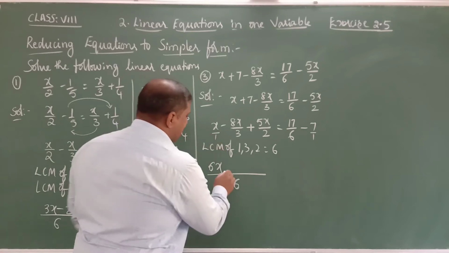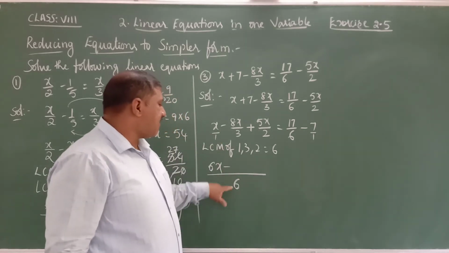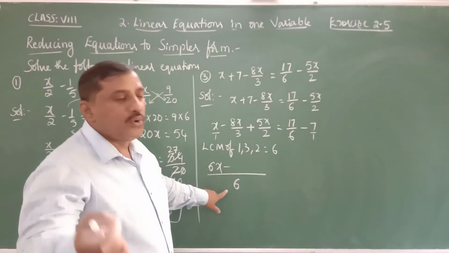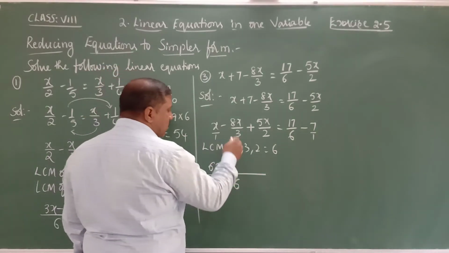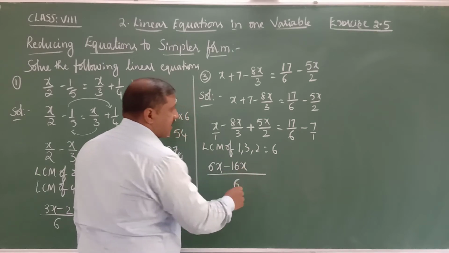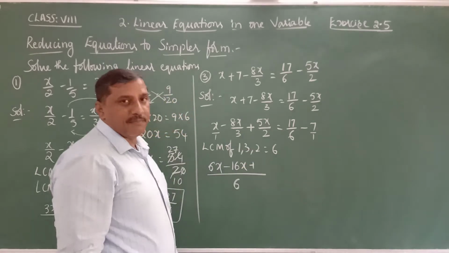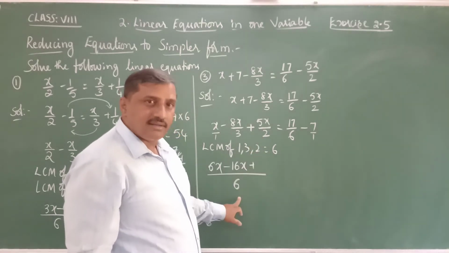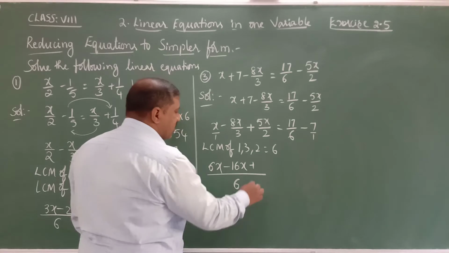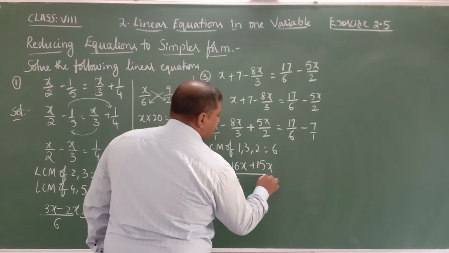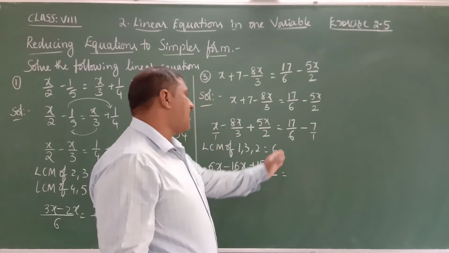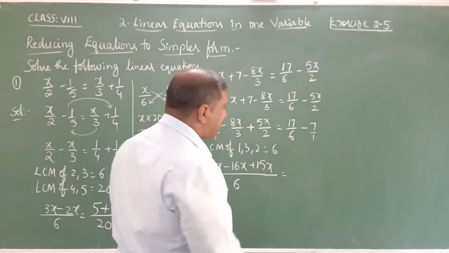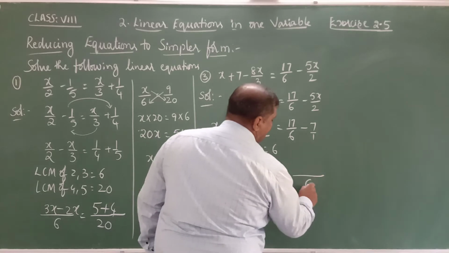Now the minus sign is there, keep minus. Divide LCM 6 with the second denominator 3. 3 twos are 6. 2 is the quotient. 2 into 8, 2 eights are 16, 16x. Now the plus sign is there, keep plus. Divide LCM 6 with the denominator 2. 2 threes are 6. 3 into 5, 3 fives are 15. 15x is equal to. Similarly, on the right hand side, LCM for 6 and 1, the product is 6 itself. So take LCM as 6.